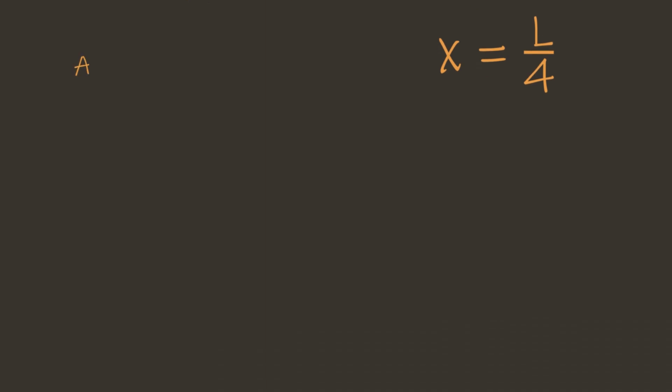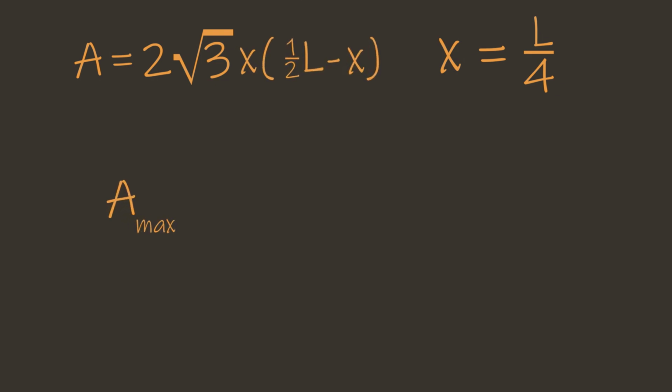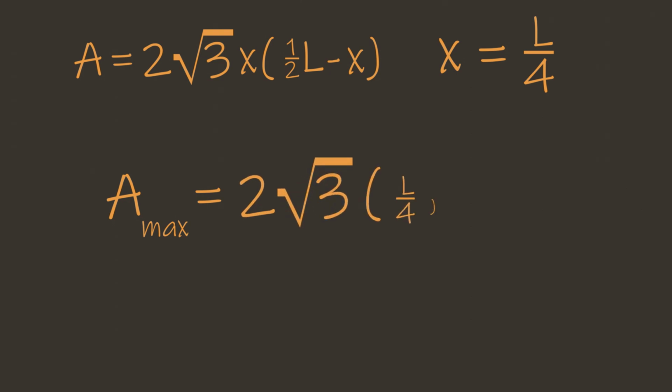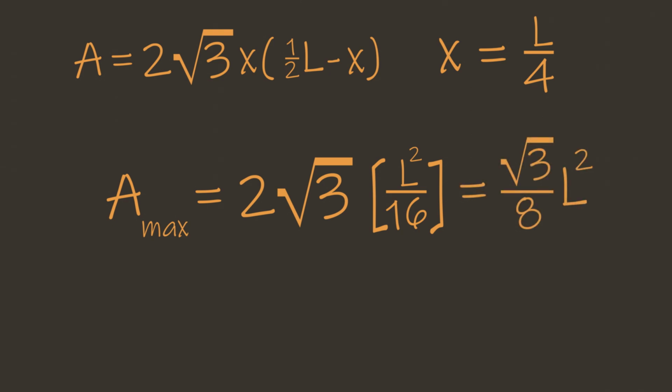To find the maximum area, we will substitute x equals L over 4 back into our area function to get A equals 2 square root of 3 times L over 4 times (1/2 L minus L over 4). Simplifying the parentheses, we get 1/2 L minus L over 4 is just equal to L over 4. So our area max is equal to 2 square root of 3 times L over 4 times L over 4, which simplifies down to 2 square root of 3 times L squared over 16, which simplifies to square root of 3 over 8 times L squared. So the maximum area of the inscribed rectangle is square root of 3 over 8 L squared.